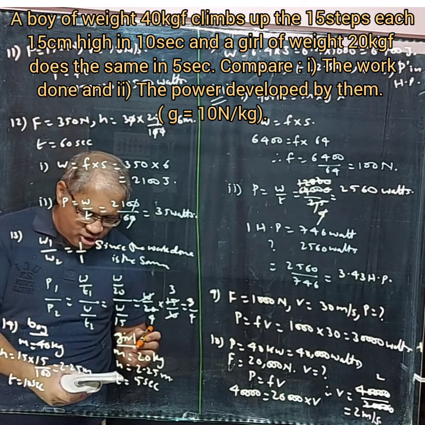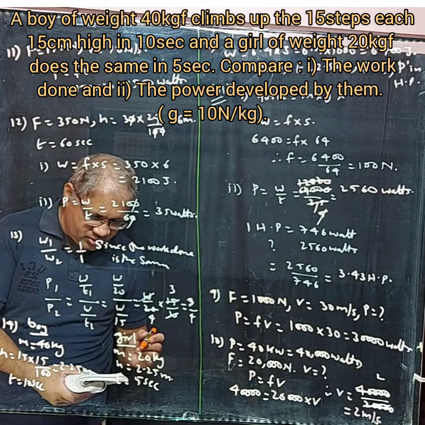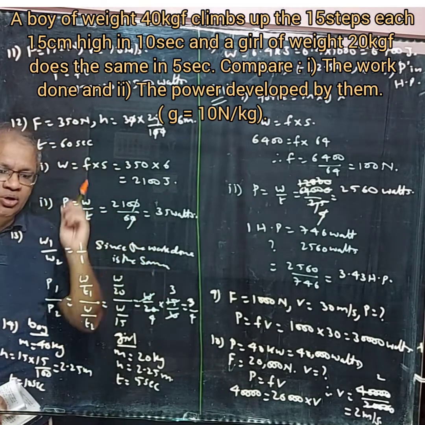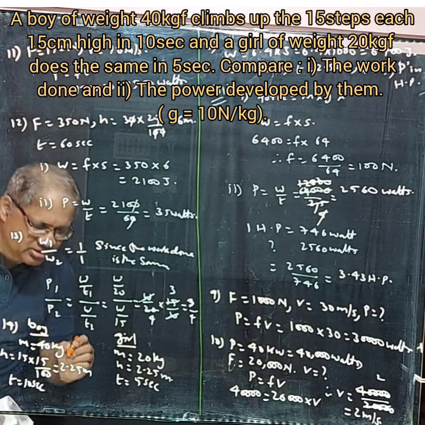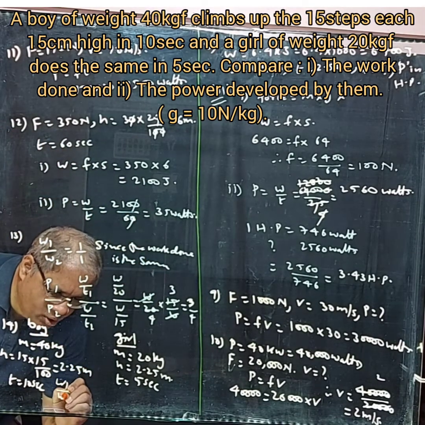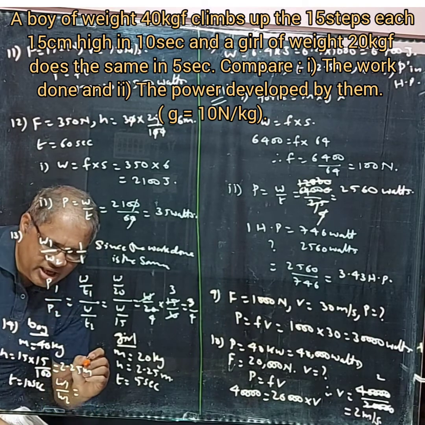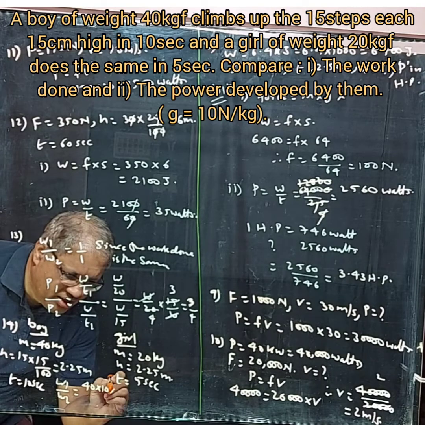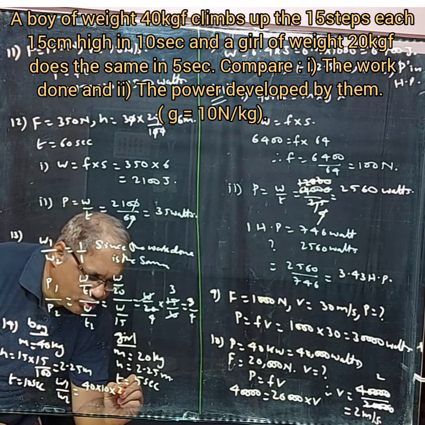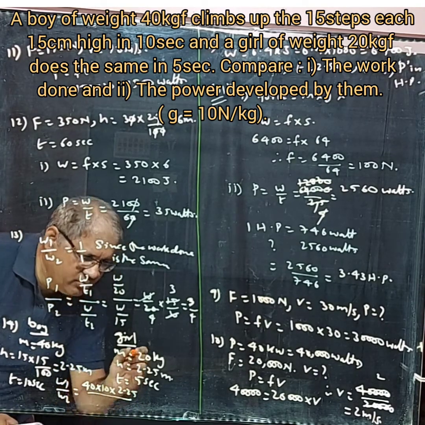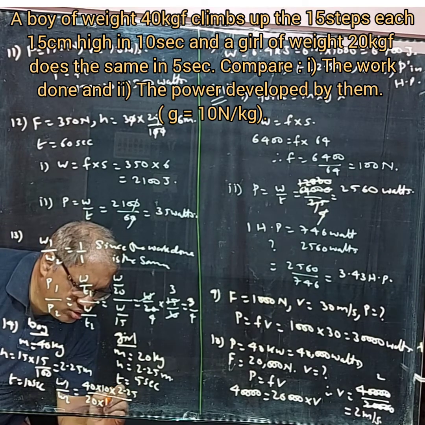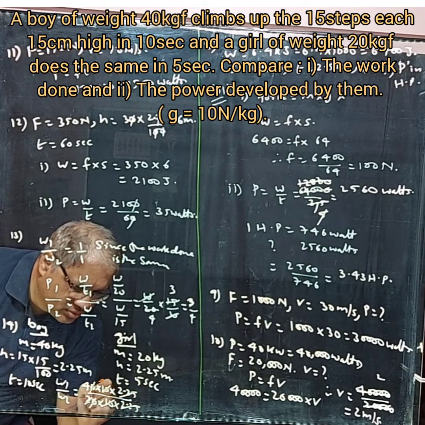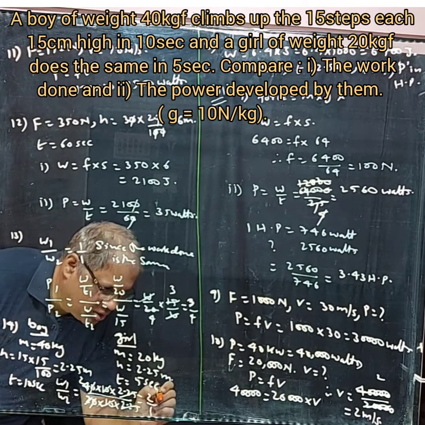The ratio of the work done they are asking. Okay, compare the work done and the power developed. So work done, W1 upon W2, is equal to mgh. 40 into 10 into 2.25 upon, for the girl, 20 into 10 into 2.25. These both get cancelled. So it's coming 2 upon 1.